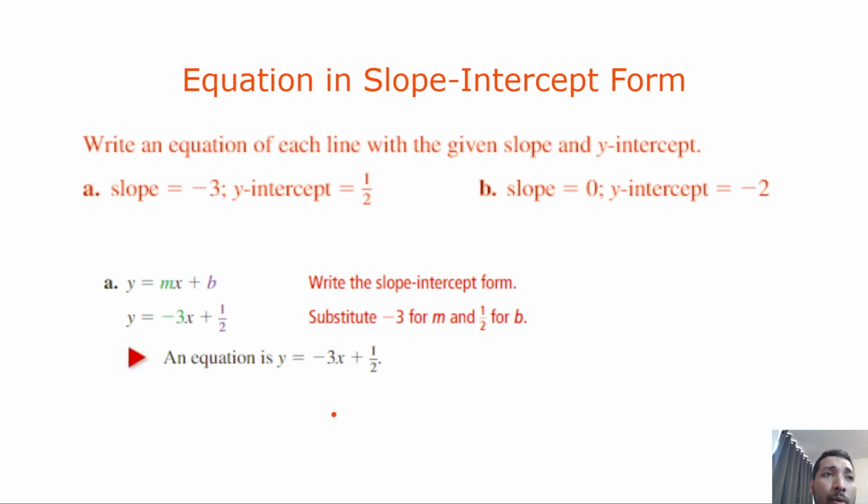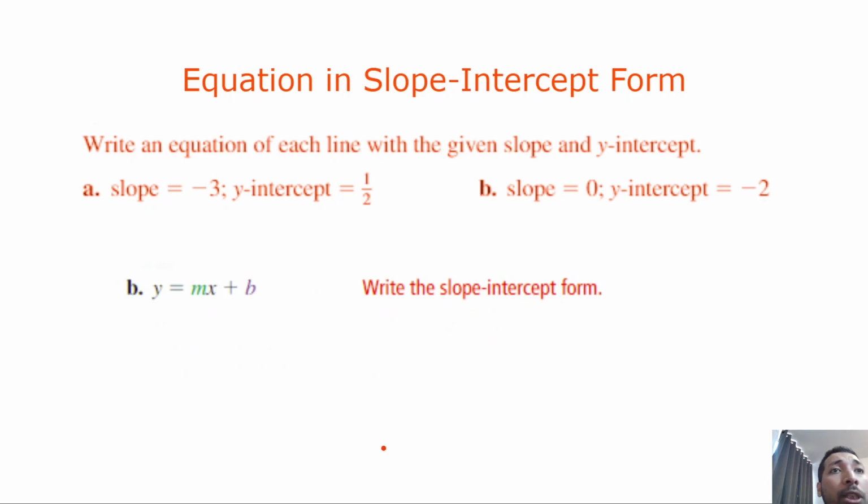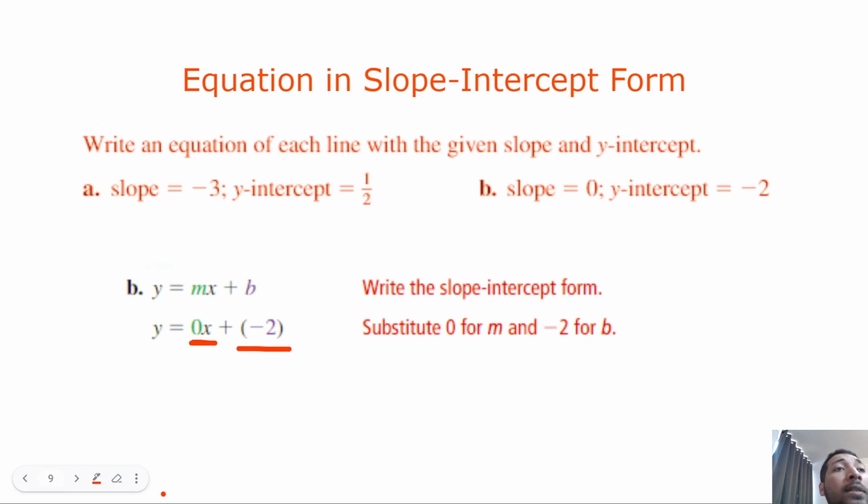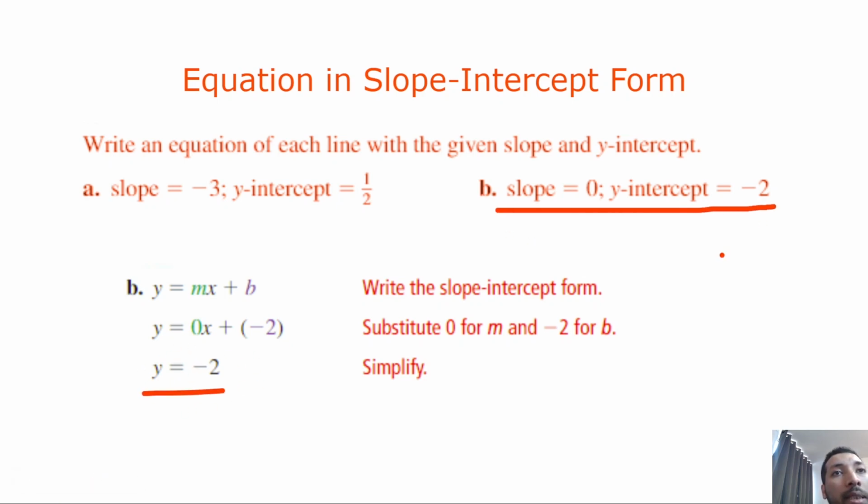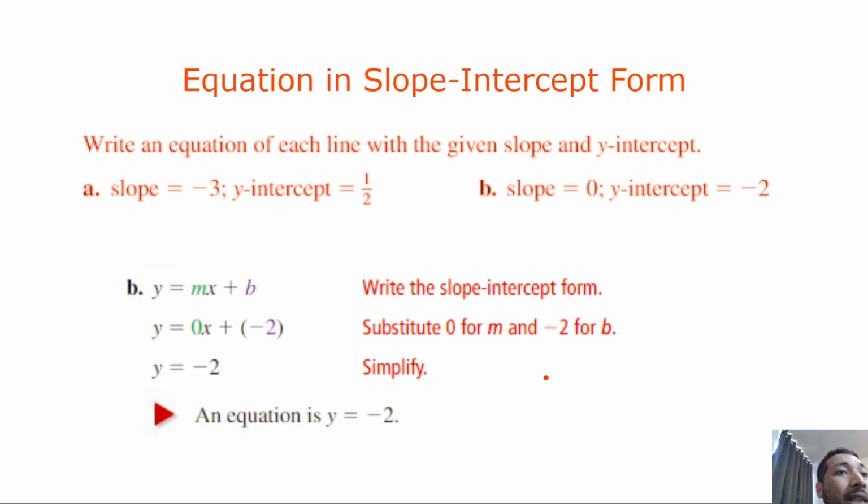Now let's look at the second one. Again, we just write down the formula. Then we plug in the value for m, which is m equals 0, and the b is -2. So we just plug in over here, -2. Now you can see that the 0 times x simplifies to 0. So our equation reduces to y equals -2. This is the equation for this problem statement. So our equation for this line is y equals -2.